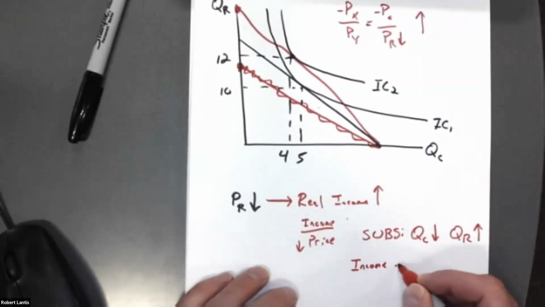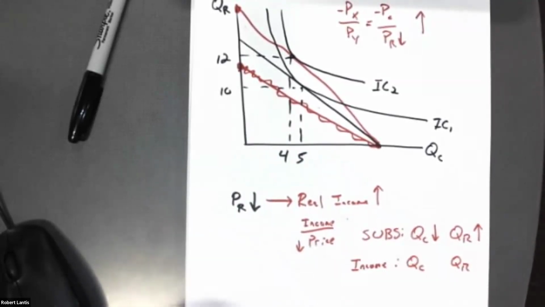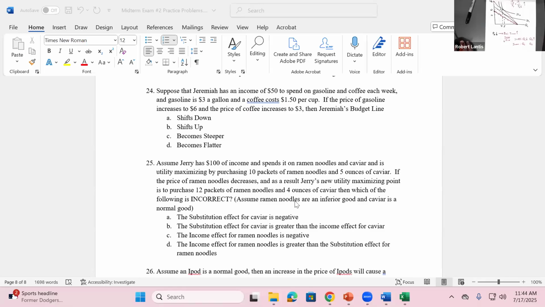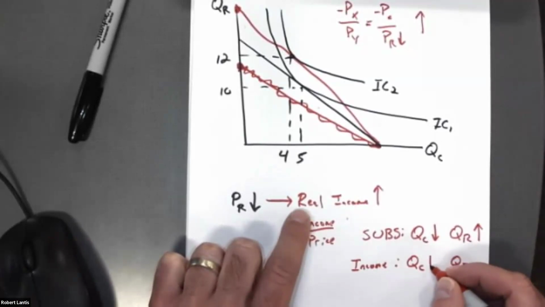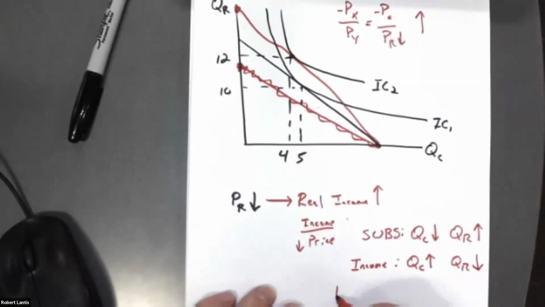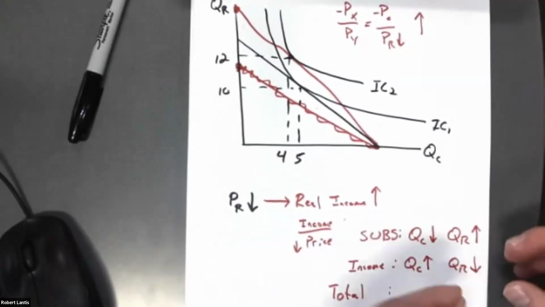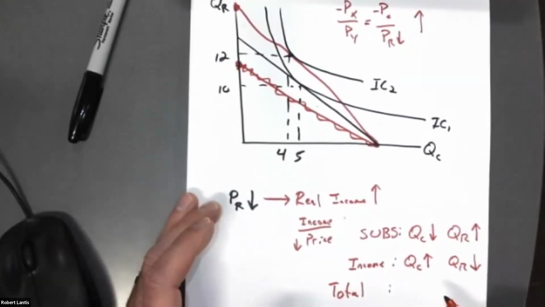What's our income effect? Well, we said we have a real income increase. We would need to know whether or not these goods are normal or inferior, okay? So I told you here ramen noodles are inferior, caviar is a normal good. So if caviar is a normal good, when I have higher real income, I'm going to buy more of it. But if I have an inferior good, I'm going to buy less of it, right? So if I think about the total effect here, the substitution and income effect are pushing the quantities for both goods in different directions. Without any more information, I don't really know what that total effect is.